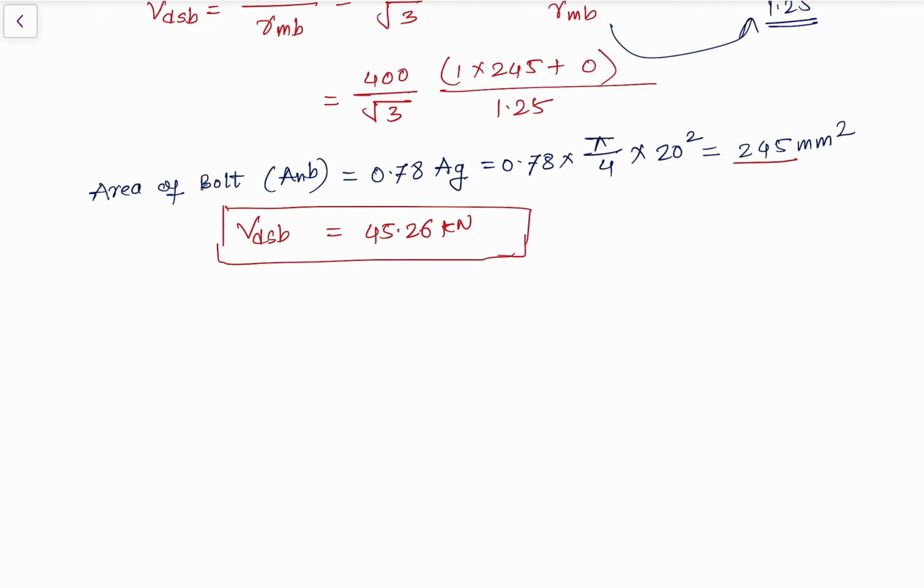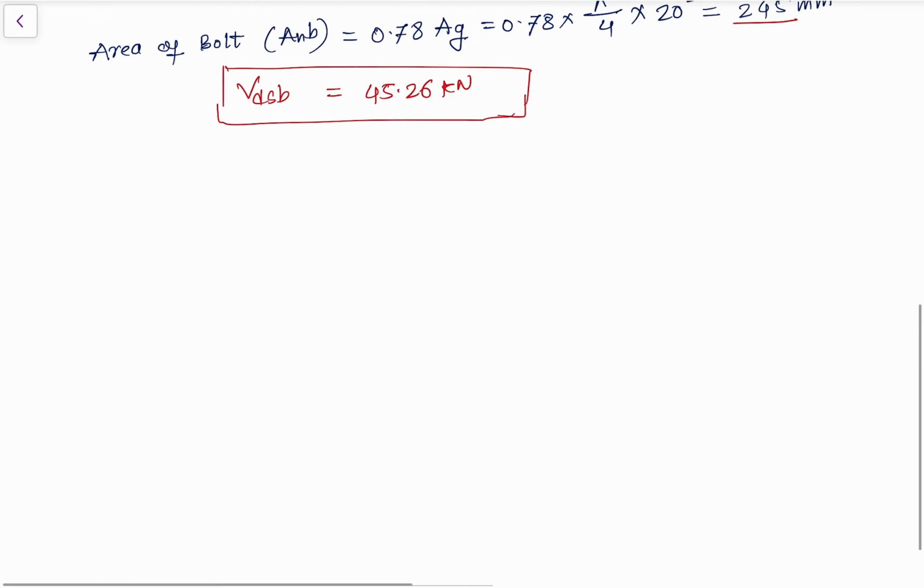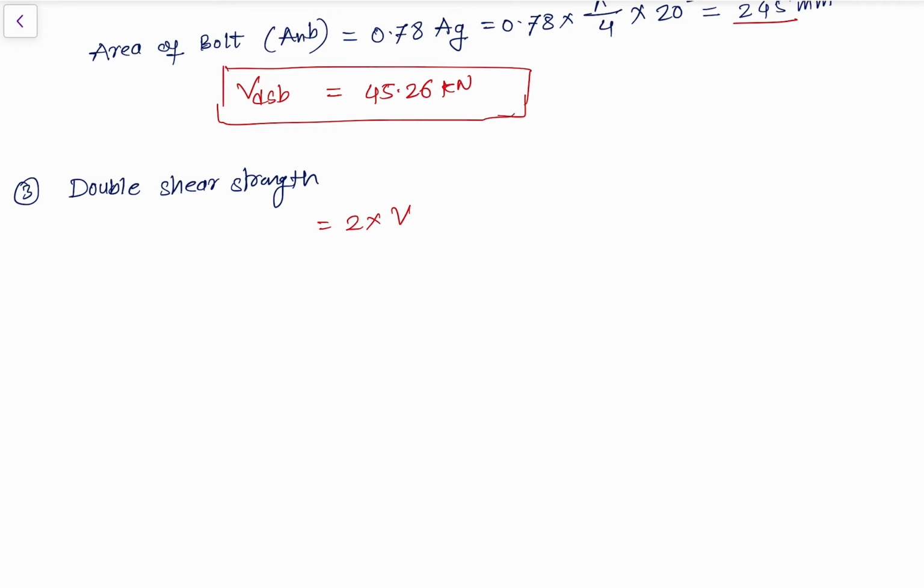Now similarly we need to go for the double shear strength. So the third option that we need to perform is the double shear strength. So for the double shear strength, what are we supposed to do? It is very simple, guys, you need to multiply the VDSB by 2, right? So 2 into 45.26, so it becomes 90.52 kilonewton.